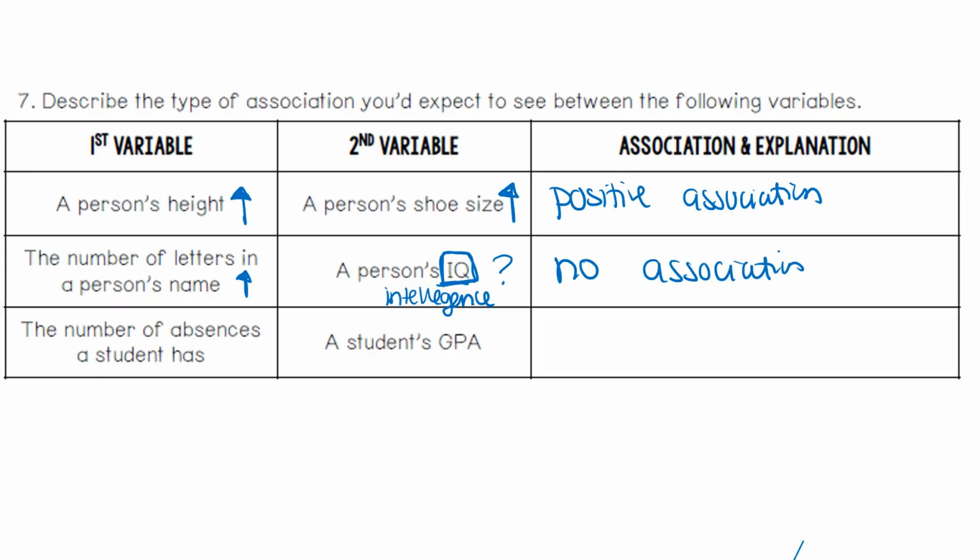And the last one, the number of absences a student has. So the more absences they have, the lower the GPA. Typically, when you are absent from school, your grade goes down because you have missing work. So one of the variables is going up, your absences are increasing, and your grade is decreasing. That is a negative association.